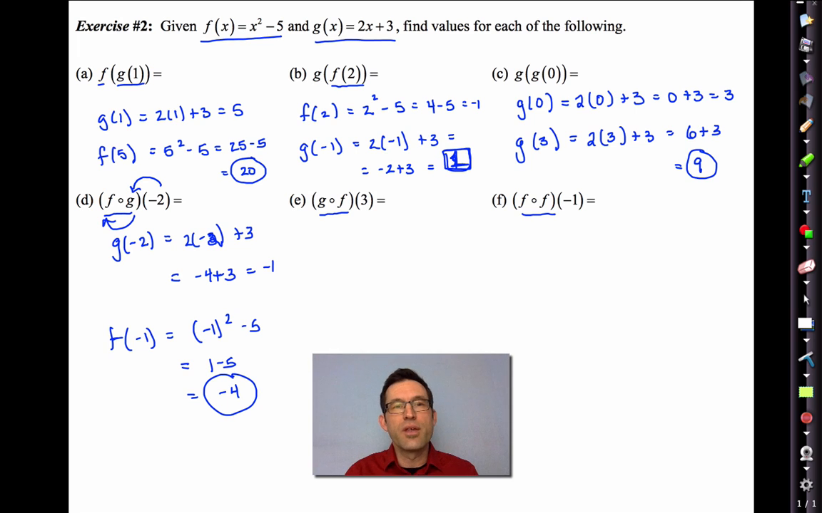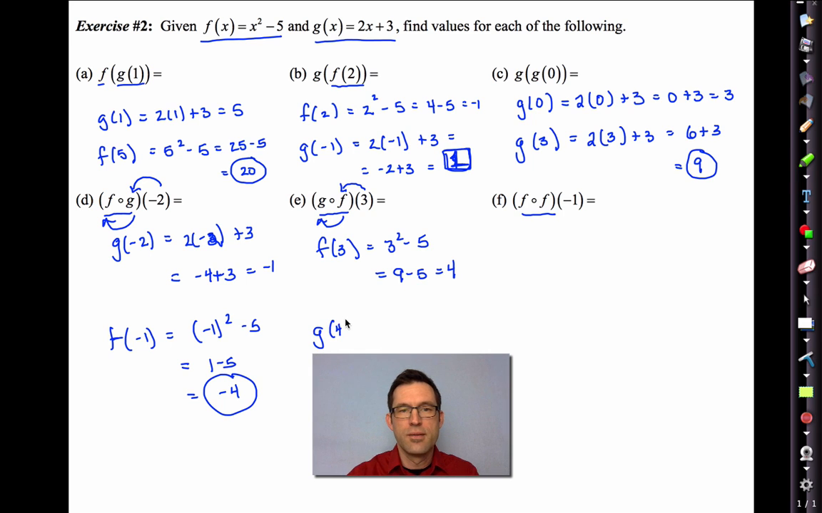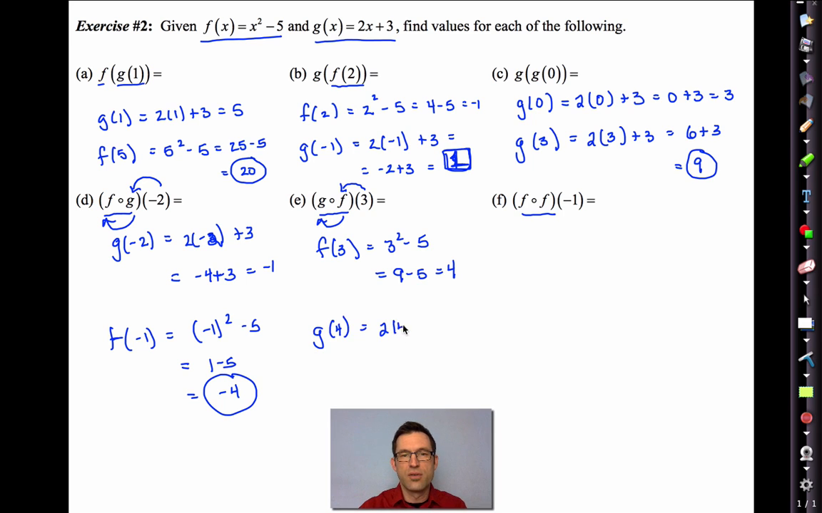So that's a little bit trickier. The previous notation was pretty easy because, hey, whatever the input is sort of inside first, that's the first function you deal with. Here it's way more questionable, but again, the 3 will go into this f. So f of 3, 3 squared minus 5, 9 minus 5 equals 4. Then 4 gets fed into g. G of 4, 2 times 4 plus 3 gives me an 8 plus 3 gives me 11.